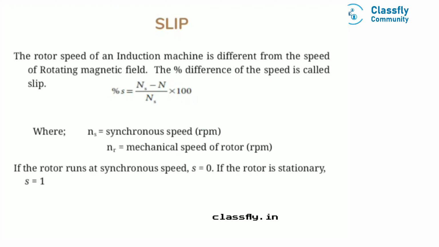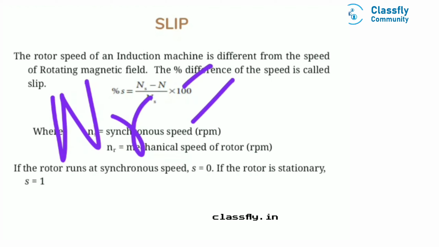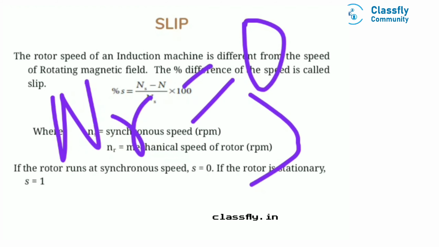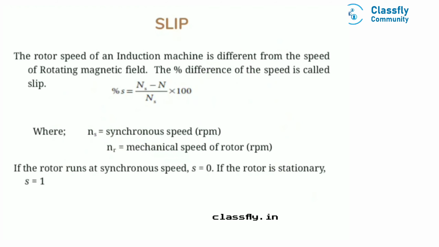It states that if the rotor runs at synchronous speed, s is equal to 0. If the rotor is stationary, s is equal to 1. The second statement: if the rotor is stationary, that means when nr is equal to 0, our rotor is stationary. At that point of time, our slip will be maximum.